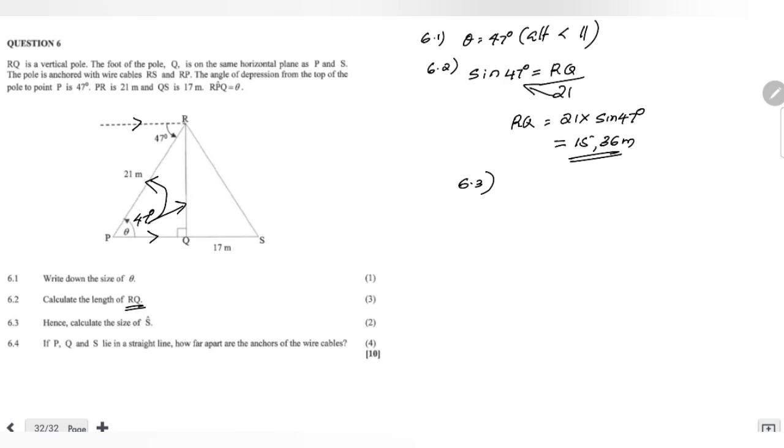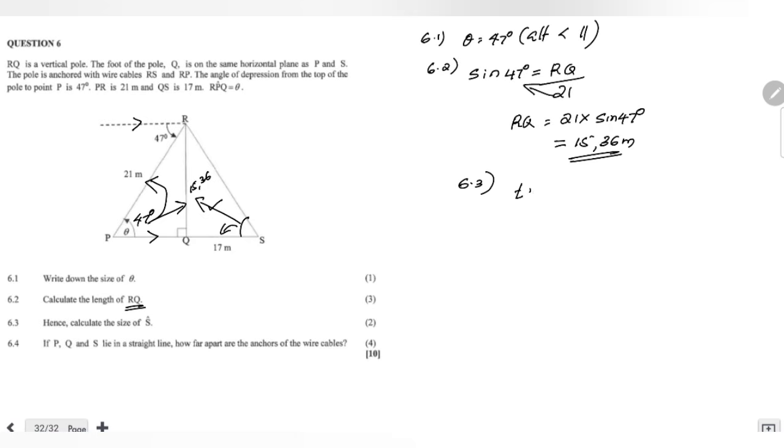Calculate the size of S. So, guys, RQ we got is 15.36, let me write it there. Please write your answers down on the diagram, which will help you to do the next question. You have to find the size of angle S. This is part of this right angle triangle, isn't it? Is it possible to find? Look at that. What else is available on that right angle triangle? The opposite is there and the adjacent is also there from S, isn't it? Which trigonometry ratio is connecting that?